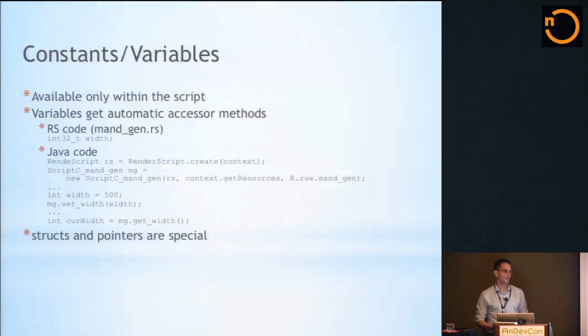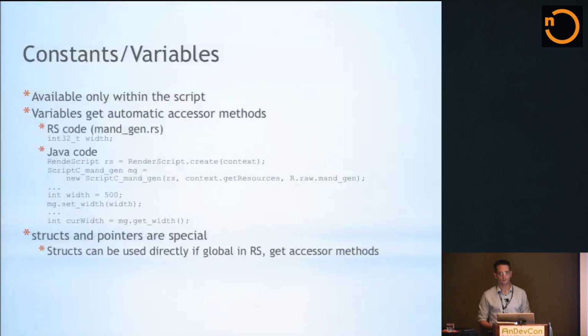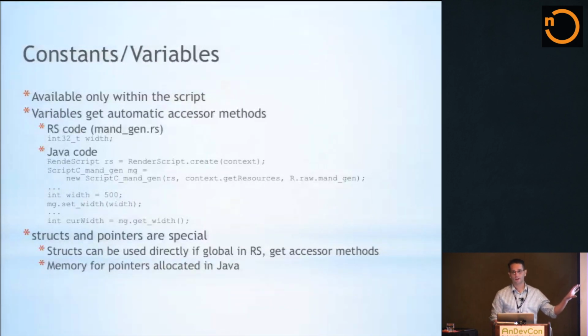Structures and pointers are special. You can have structures, you can have memory pointers in your RenderScript, but they are very special, and you have to deal with them accordingly. They can be used directly if they're global within the RenderScript, and they also get accessor methods. And there's a whole separate reflection class that gets created for your structures, and it is kind of complicated. I'm not going to go into a whole lot of detail here. This is one of the areas where there actually is a good amount of documentation and some of the help.